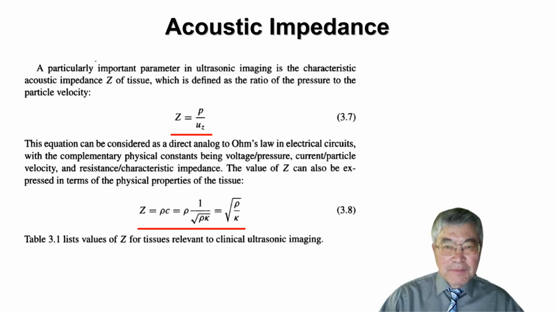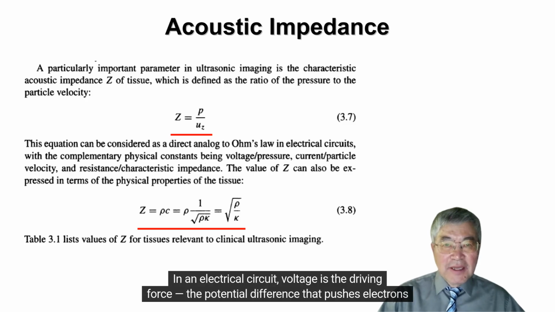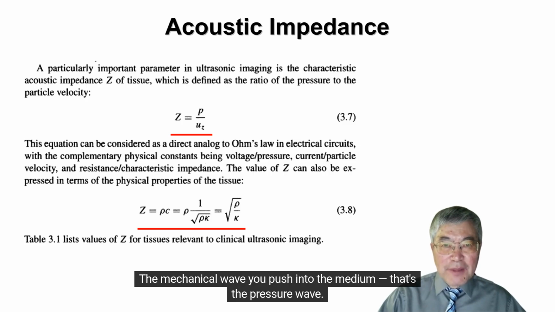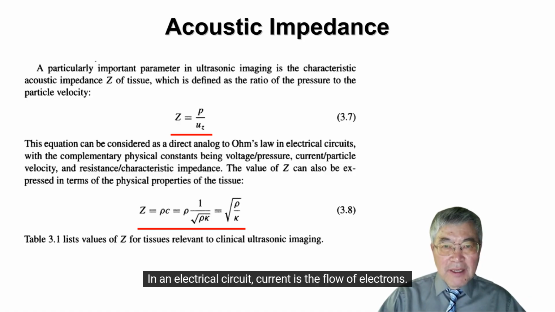Now think about this analogy in the context of ultrasound. In an electrical circuit, voltage is the driving force, the potential difference that pushes electrons through the conductor. In ultrasound, the driving force is pressure, P. The mechanical wave you push into the medium, that's the pressure wave. So, just as voltage drives electron motion, pressure drives the particle motion in the tissue. In an electrical circuit, current is the flow of electrons.